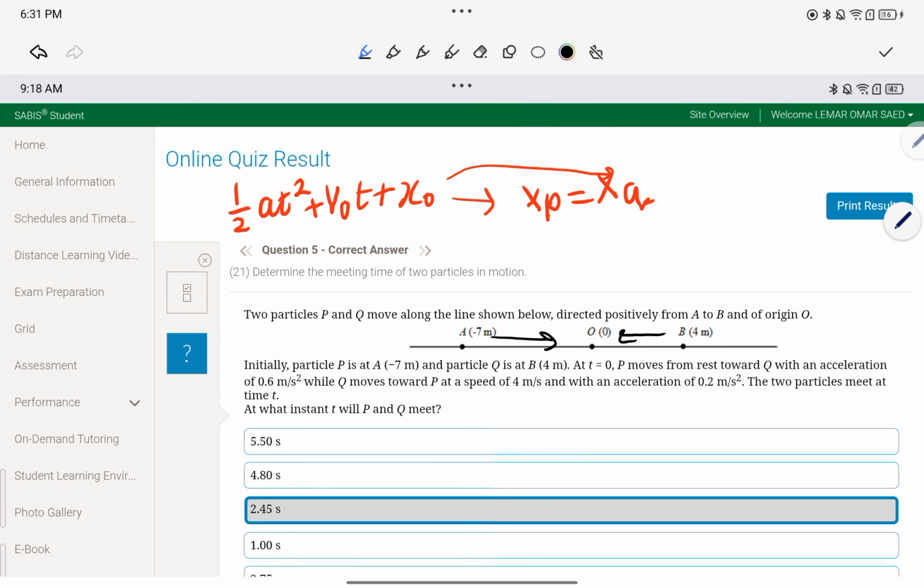For the first one, 1 over 2 times 0.6 t squared minus 7. Okay, we used 1 over 2 a, and we kept t as a constant. V initial, we didn't use this one because it's starting from rest.